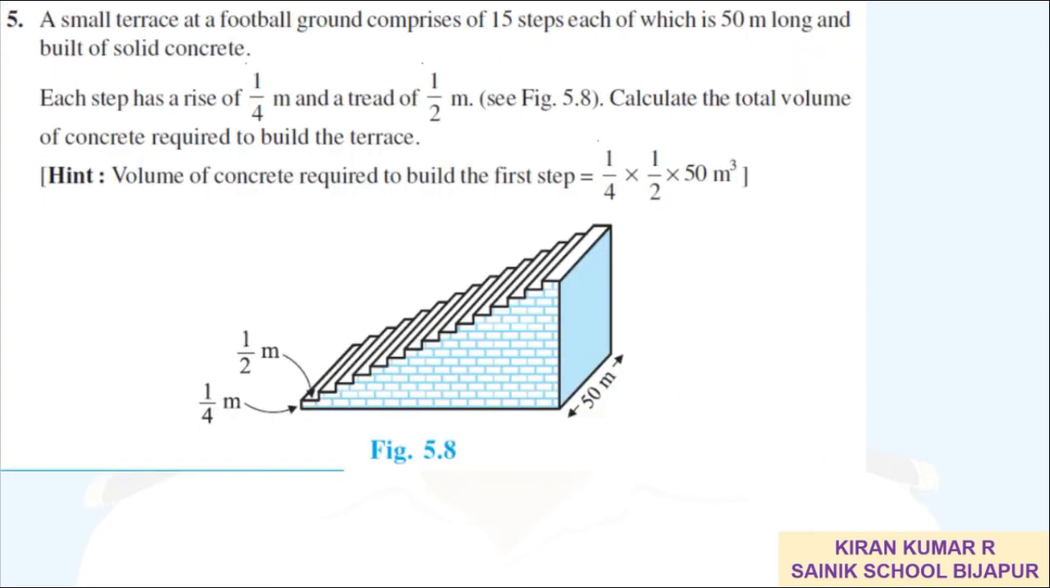Fifth question, it's the last question of the exercise. A small terrace at a football ground comprises of 15 steps, each of which is 50-meter long, and built of solid concrete. Each step has a rise of 1/4 meter and a thread of 1/2 meter. Calculate the volume of the concrete required to build the terrace.